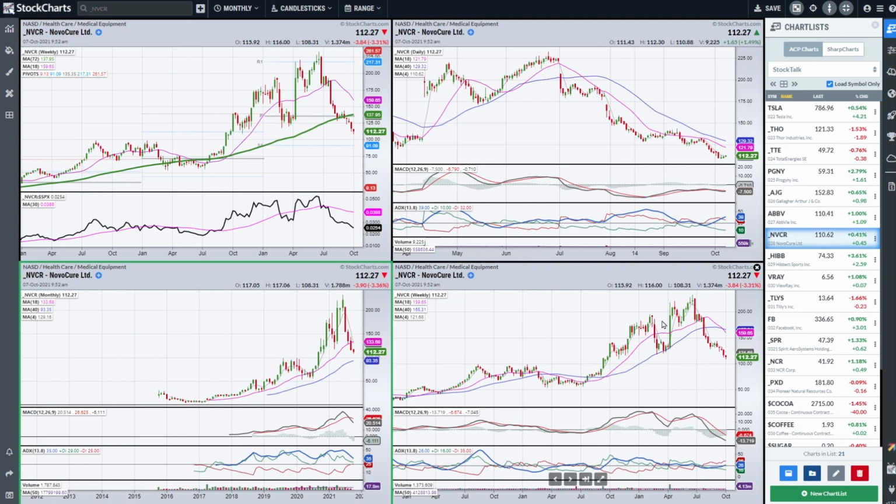NVCR. So we had this pullback. Now, it's all about identifying the quality of the pullback. Look at the violence of this sell-off. This is just too violent. Big red bars coming down. When I see that, I'm just not in a big hurry.